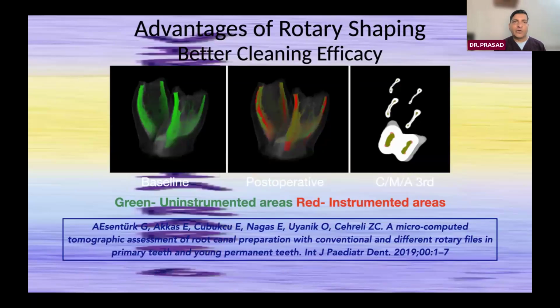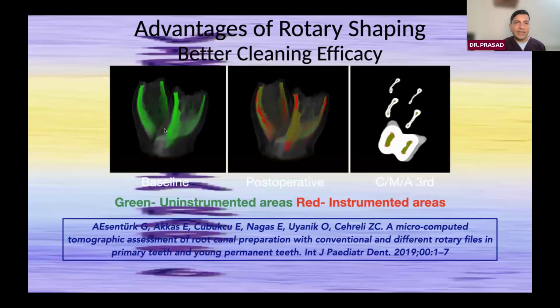Now, the advantages of the rotary shaping. The first advantage is better cleaning efficacy. Now, this is a study by one of my very dear friends, Dr. Zafer Ali. He's from Turkey, and it is a microcomputed tomographic assessment of root canal preparation with conventional and different rotary files in primary teeth and young permanent teeth. It is published in the International Journal of Paediatric Dentistry 2019.